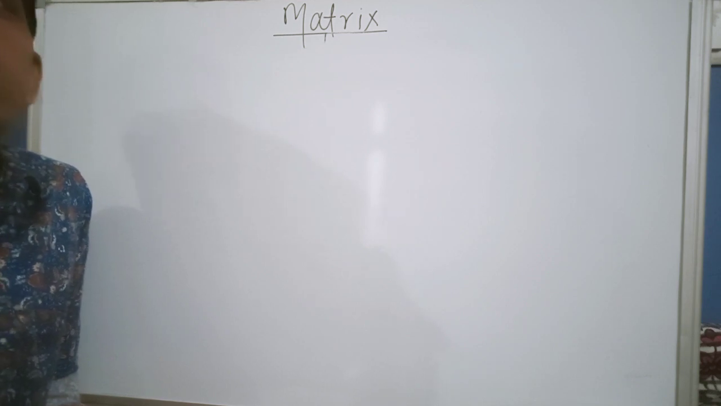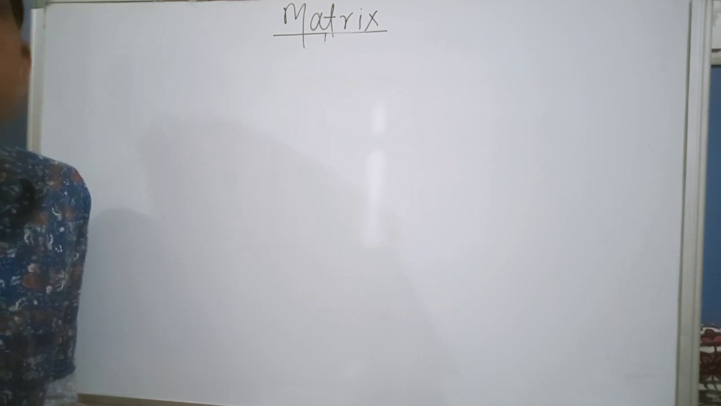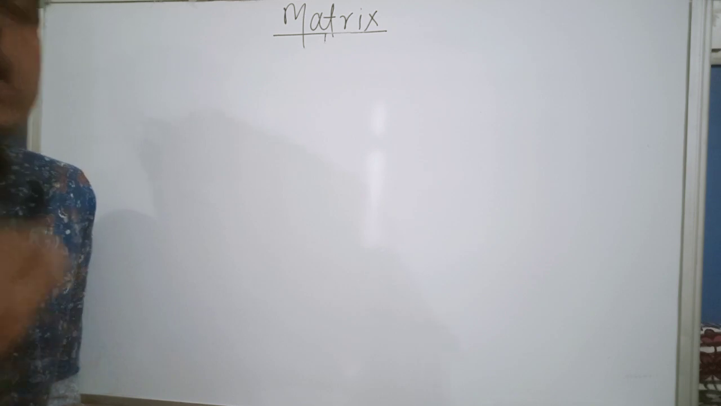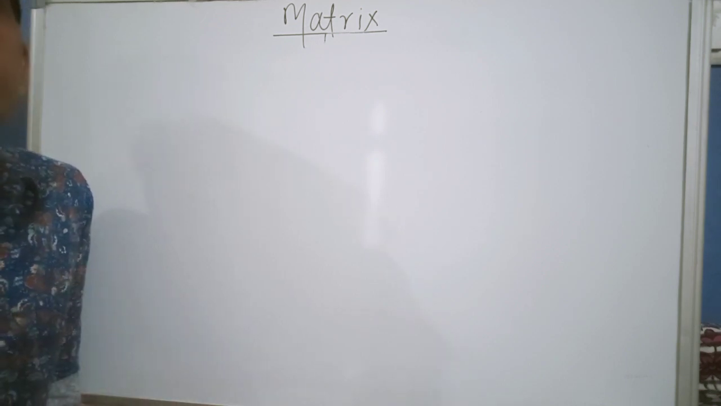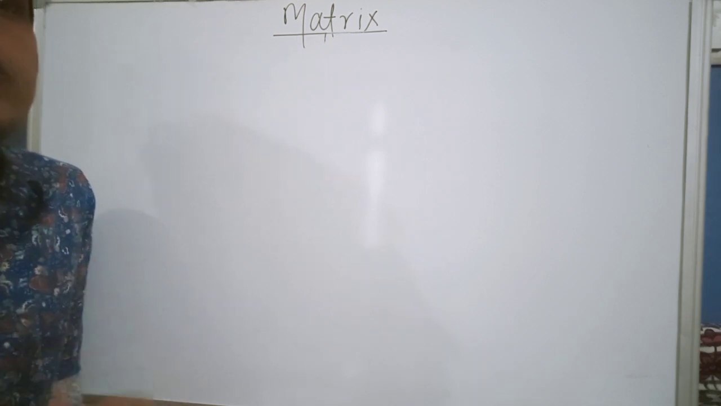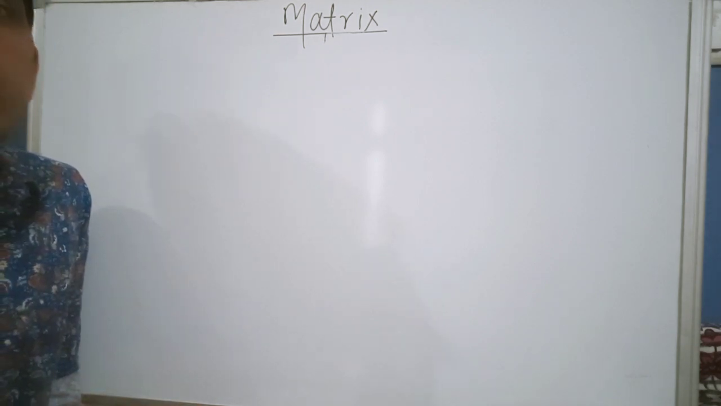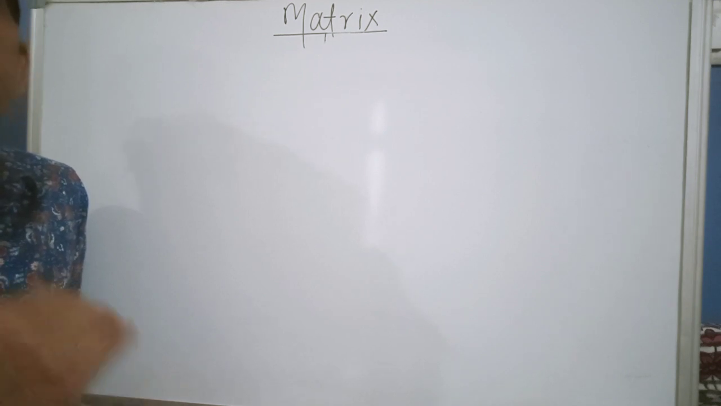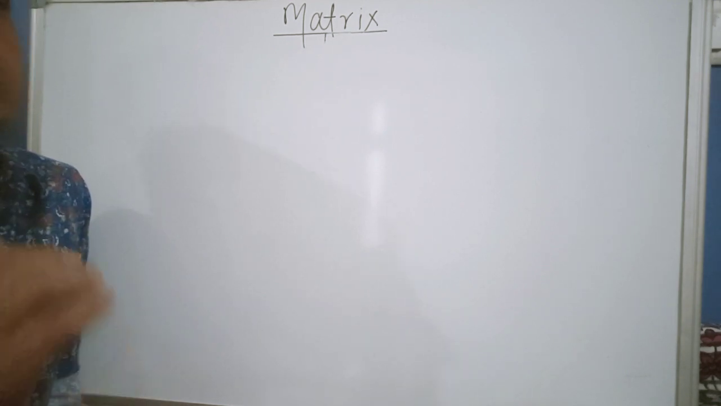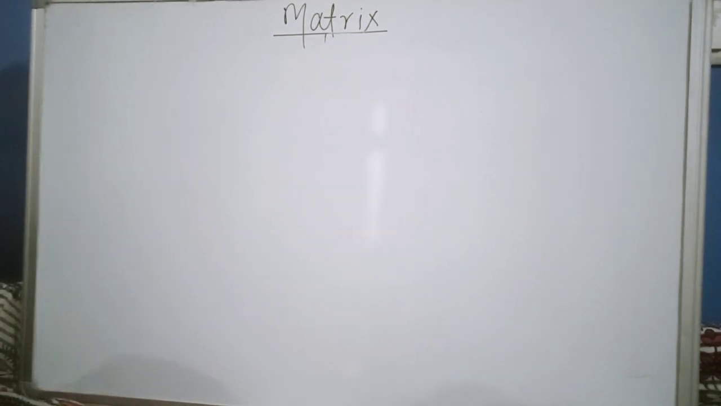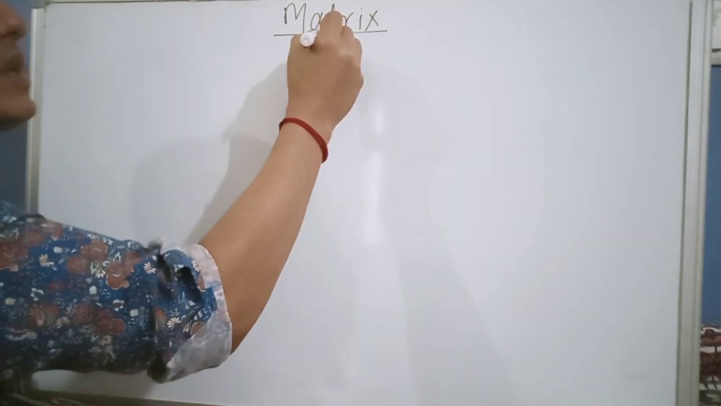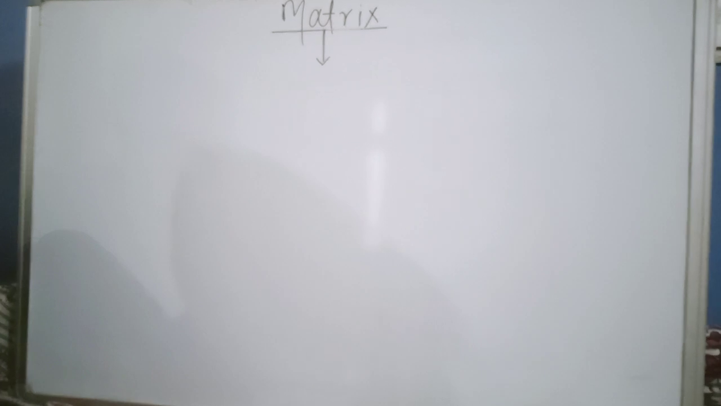This chapter is very new for you. You have not studied anything about this chapter. So, what is matrix? What is the definition of matrix? What are the terms related to matrix? Types of matrix? Many things are there which you need to know before starting the exercise. So, I'm going to start with the first, what is a matrix?